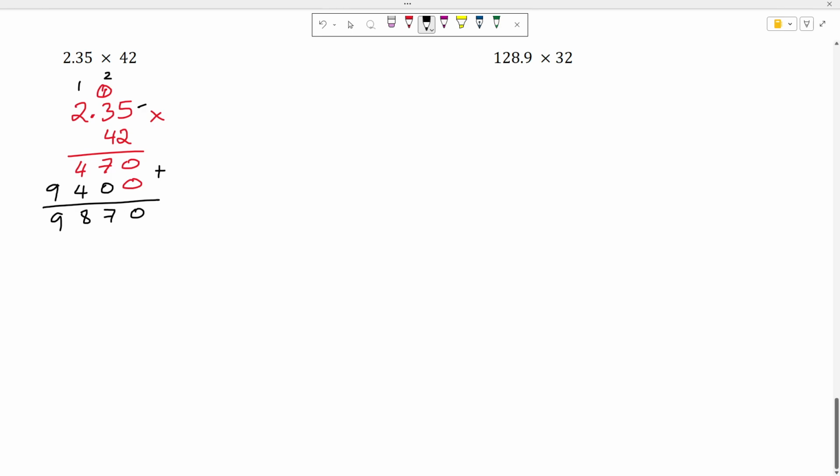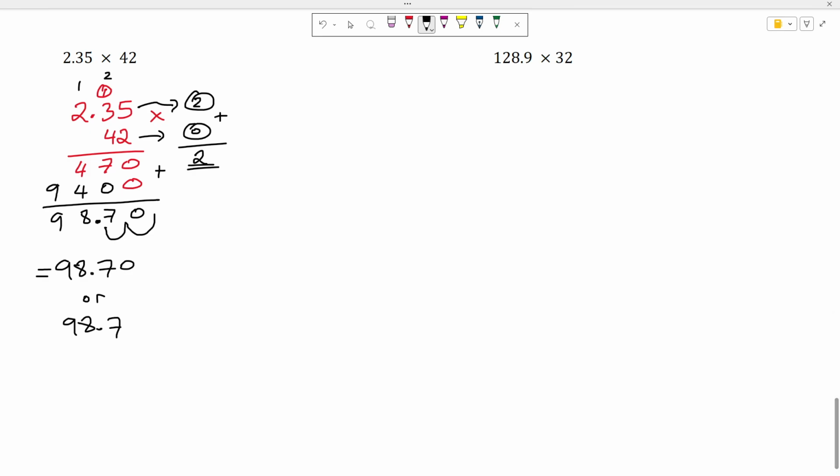Now if you take a look at it, in the first number we have 2 decimal places, and in the second number there are no decimal places. So let me just write 0. So the total amount of decimal places that we have is 2, right guys? So we're going to start from the right hand side and go 2 places to the left. So we're going to go 1, 2 and put our decimal right there. So our final answer will be 98.70, or we can just write it as 98.7. Now let's go ahead to question number 2 guys.